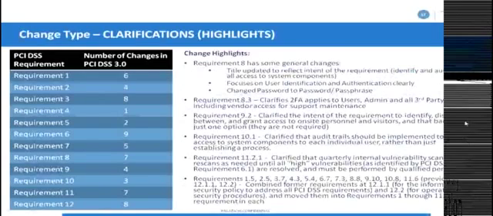Requirement 10.1 clarifies that audit trails should be implemented to link access to system components to each individual user, rather than just establishing a process. Some wrong conception or wrong understanding of requirement 10.1, due to the wording that was present in version 2.0, is what they have clarified now in version 3.0.